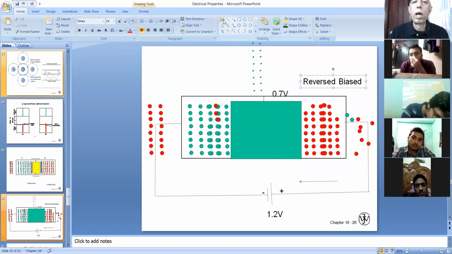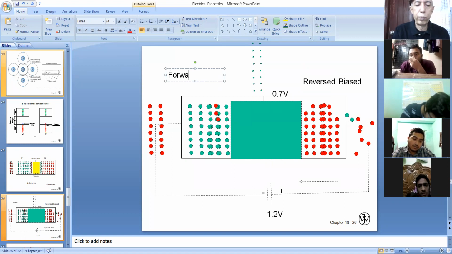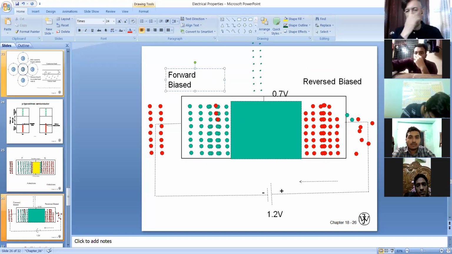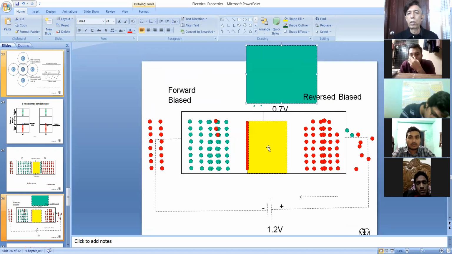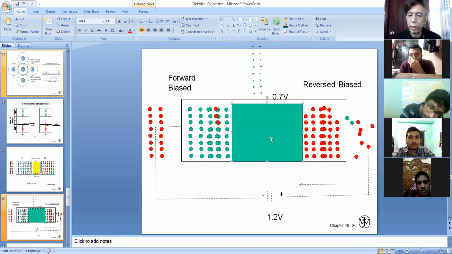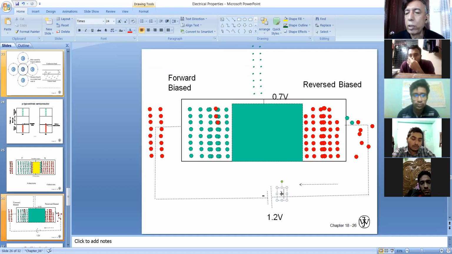And the previous one is forward bias. The previous one is forward biased. Which one is forward biased? This is forward biased, and this is reverse biased. And you can do biasing by just changing the positive and negative side of the battery.